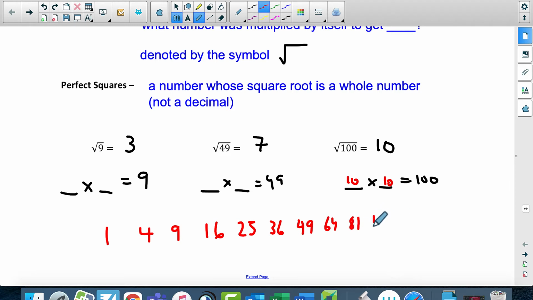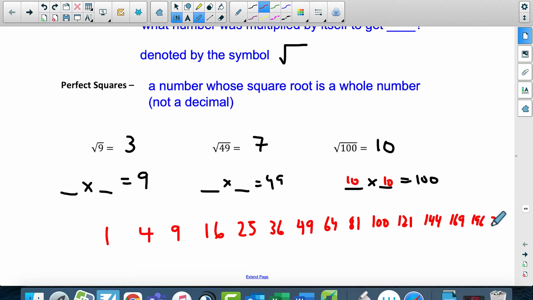10 times 10, 100. Why am I having to squish more and more? It's embarrassing. 11 times 11, 121. 12 times 12, 144. 13 times 13, 169. If you get up to there, I'm pretty happy. 14 times 14, 196. And if you can get all the way to 15, that'd be great.